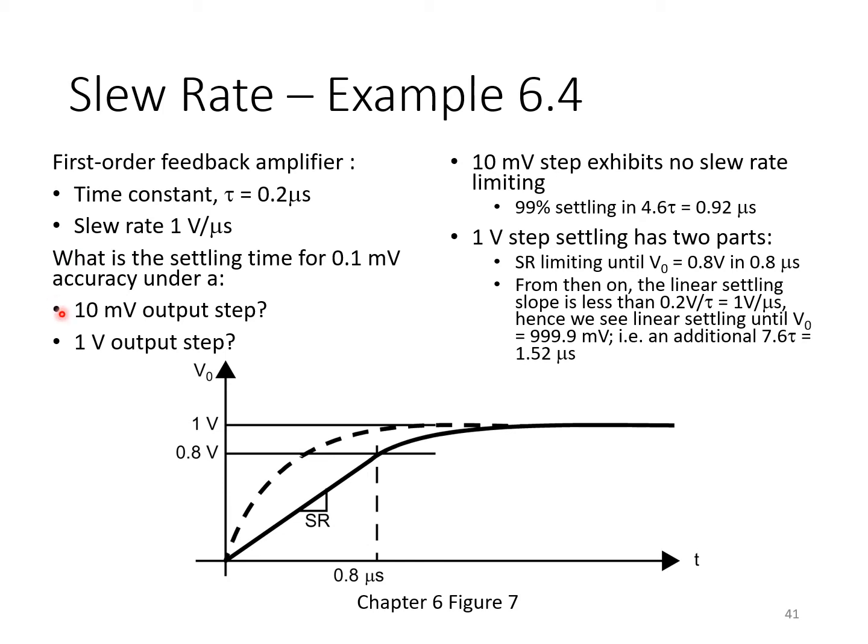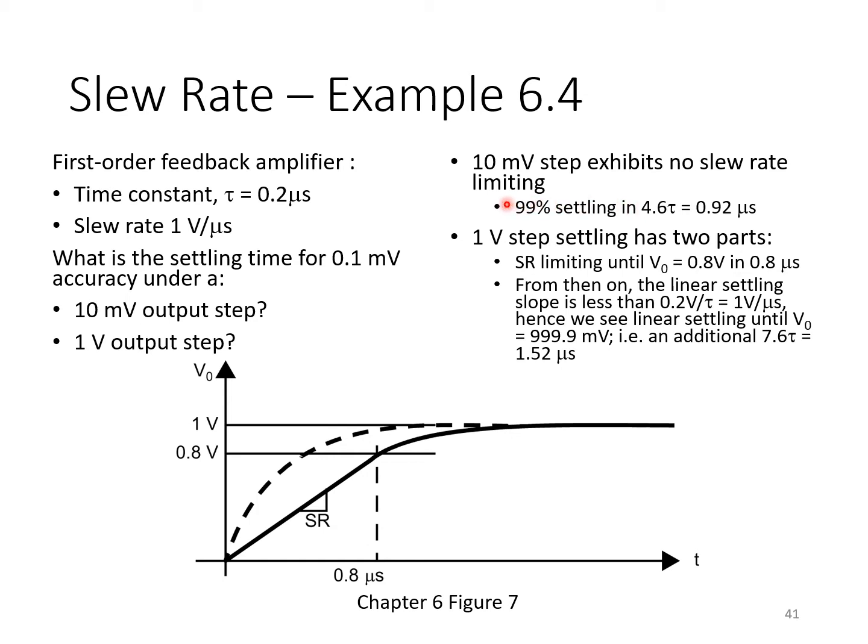Well, it turns out that if you find the maximum slope required at the output to accommodate this 10 millivolt output step, it's less than the op-amp's slew rate. So therefore, no slew rate limiting is observed with a 10 millivolt step at the output, and we can find the 99% settling just as a function of the time constant. In this case, you're asked for 99% settling, so that turns out to be 4.6 time constants.